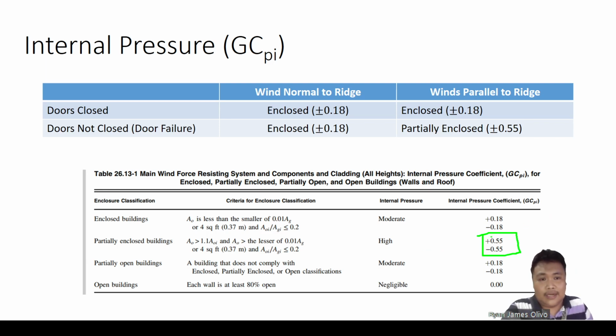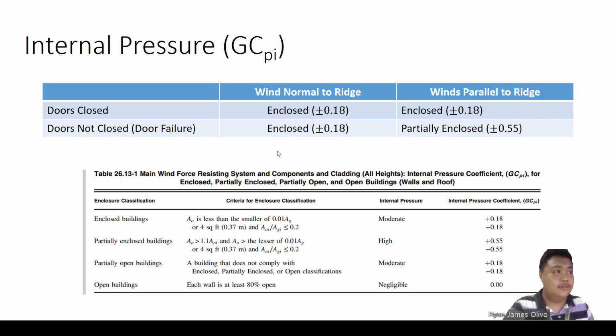So I think that's it, no? Let's see. Okay, thank you. So, wait for the ETABS on how we can try to input the load cases, because if we consider the door failure, our load cases will become, I think, 12 load cases for winds.